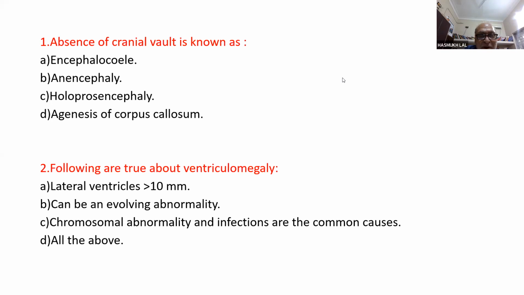Following are true. Should I go for the second one? Following are true about ventriculomegaly. The lateral ventricle is more than 10, can be an evolving abnormality, chromosomal abnormality, and I think the right answer is all of the above.